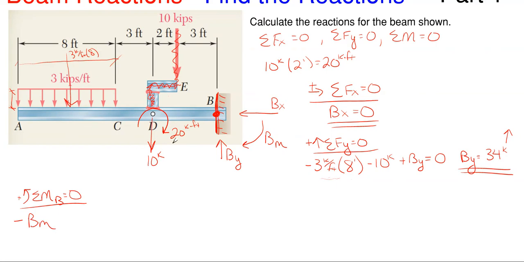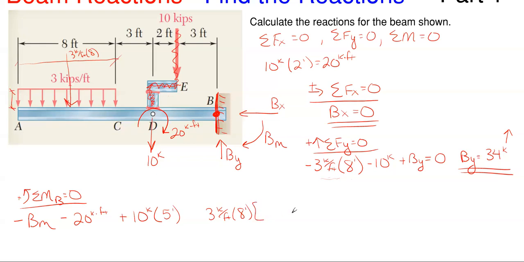And then let's just work from right to left here. We would have our 20 kip foot moment. It is also rotating clockwise, so it is minus 20 kip feet. It doesn't need a distance because it's already a moment. And then we have our vertical load of 10 kips here. Well, it is going to be moving counterclockwise about point B, so plus 10 kips. And then I need a distance to get it over to point B. Well, at point D, it is 5 feet away. So there's my distance. And then lastly, my uniform load, which would be 3 kips per foot times 8 feet.